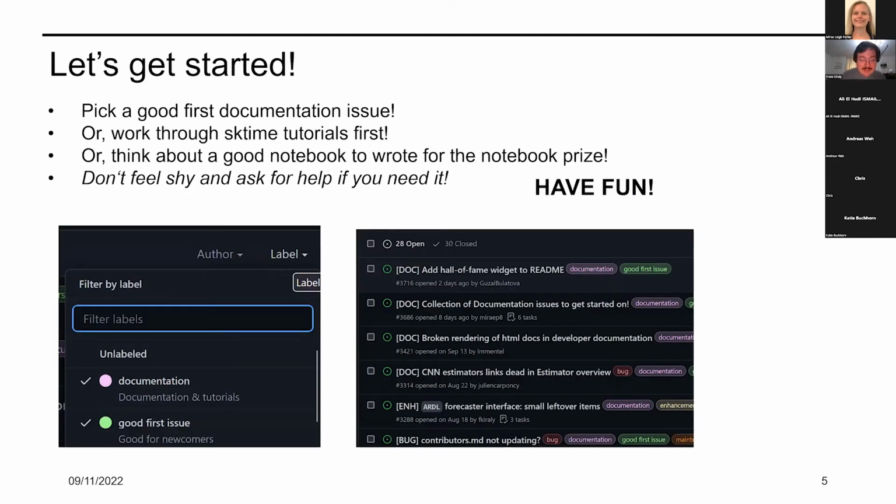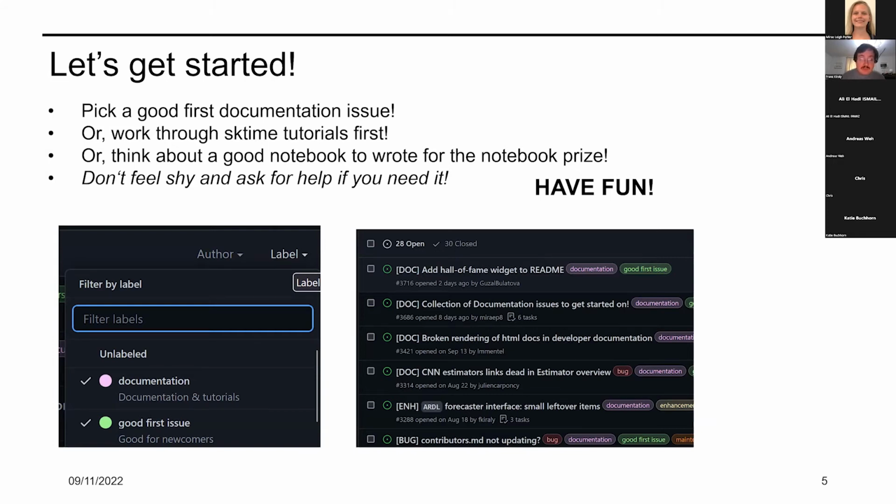So let's get started. You can pick one of the first documentation issues. I think Mirae has already shared the link to an issue where good starter documentation issues are collected. There is issue 3686, which Mirae has conveniently prepared for this documentation sprint. Of course, if you need to learn about sktime first, you can go through the sktime tutorials, and that's also best consumed by setting up your own clone.